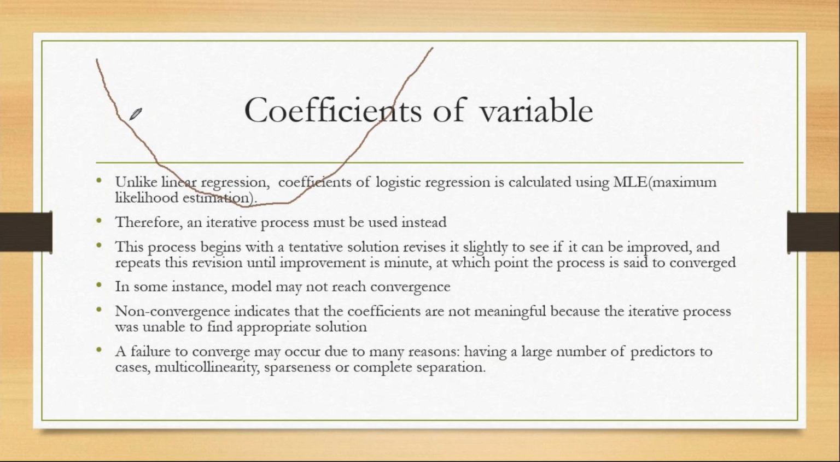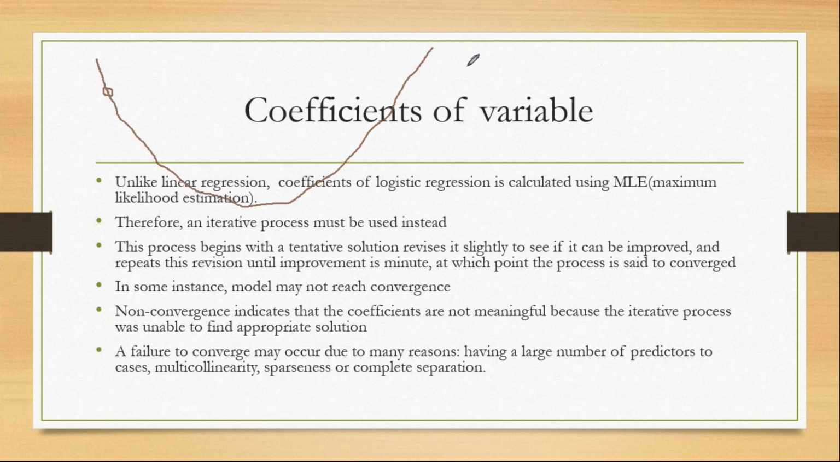Suppose by rough estimate, I have chosen a point somewhere here. But this point doesn't make my errors minimal. So what happens is, I will try to estimate some other value. It will be an iterative process, so it will try to come up with the next value. There is a factor alpha, and the technique is gradient descent.